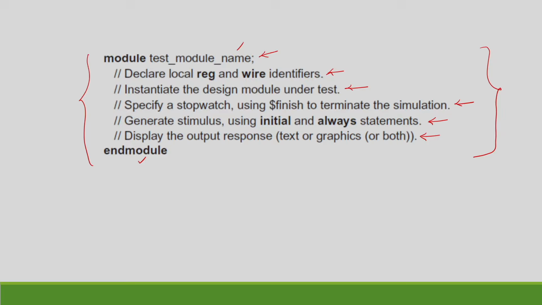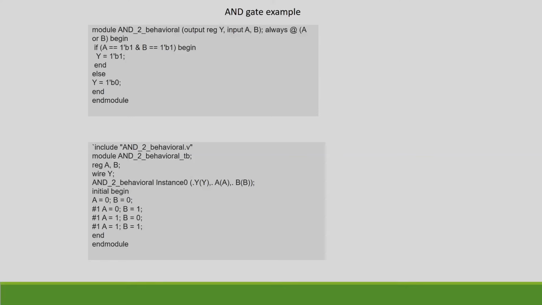So, with this background I will go to some examples of the test benches. I will start with a simple AND gate. This AND gate has 2 inputs, A, B, and 1 output Y.